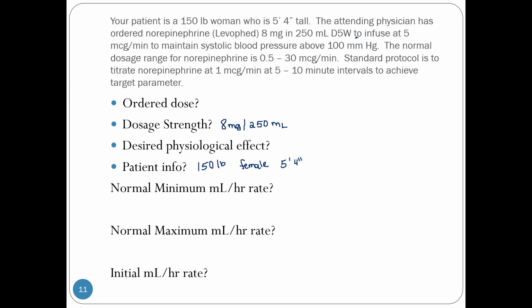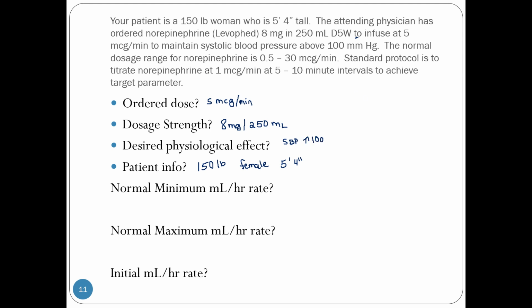To infuse at 5 micrograms per minute. So that's part of the order, because it was saying the physician has ordered, and all of this is part of the order. So the ordered dose is 5 micrograms per minute, to maintain systolic blood pressure above 100. So that's my physiological effect. Systolic blood pressure has to be greater than 100.